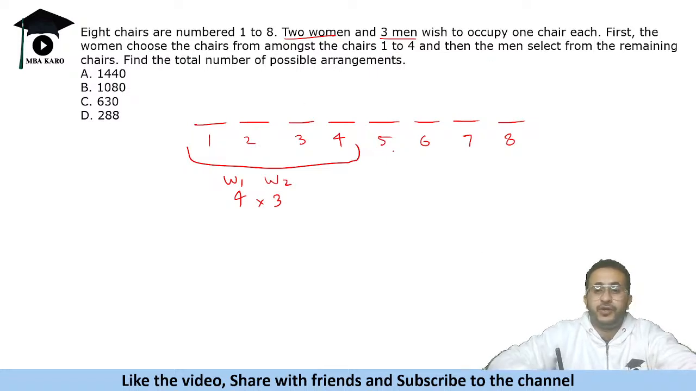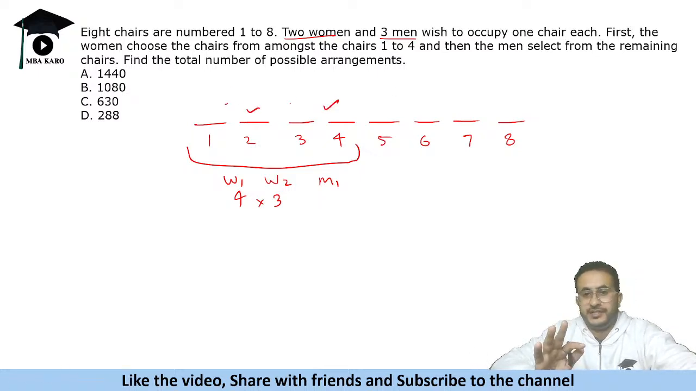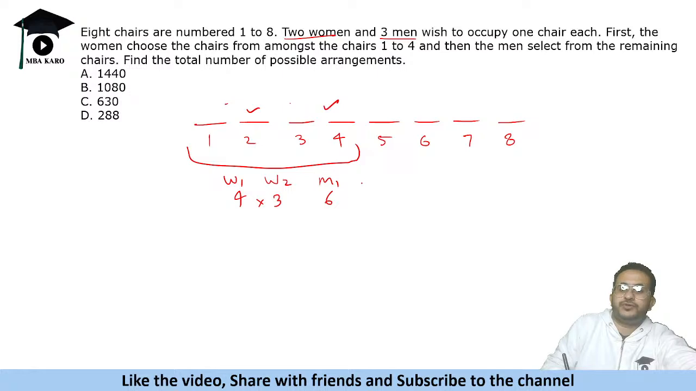Then the men select from the remaining chairs. Now, remaining is not these four. Now the men have 6 choices. Let us say the women selected these two. So there are 6 choices. It is not mentioned that it is from remaining 4 chairs. It is saying remaining chairs. Remaining chairs can be these also, the ones which are not occupied. Okay, so 6 choices here.